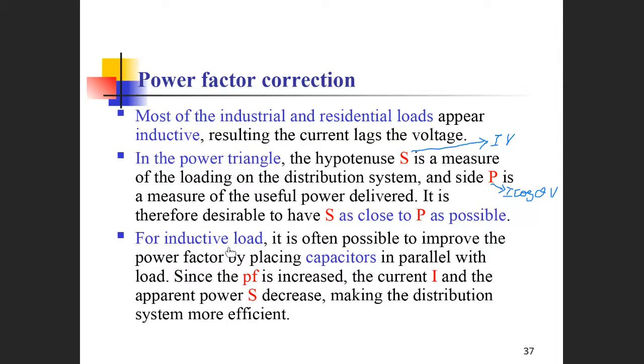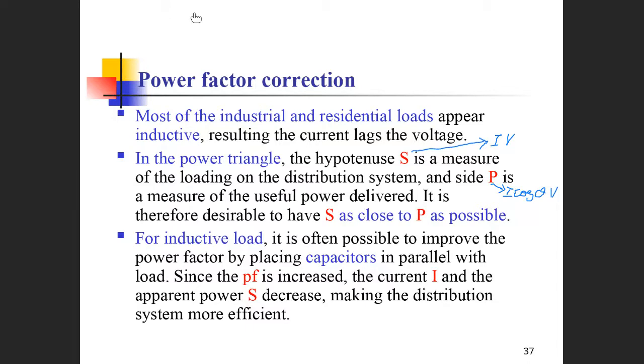For an inductive load, it is often possible to improve the power factor by placing a capacitor in parallel with the load. Since the power factor is increased, the current I and the apparent power S decrease, making the distribution systems more efficient.